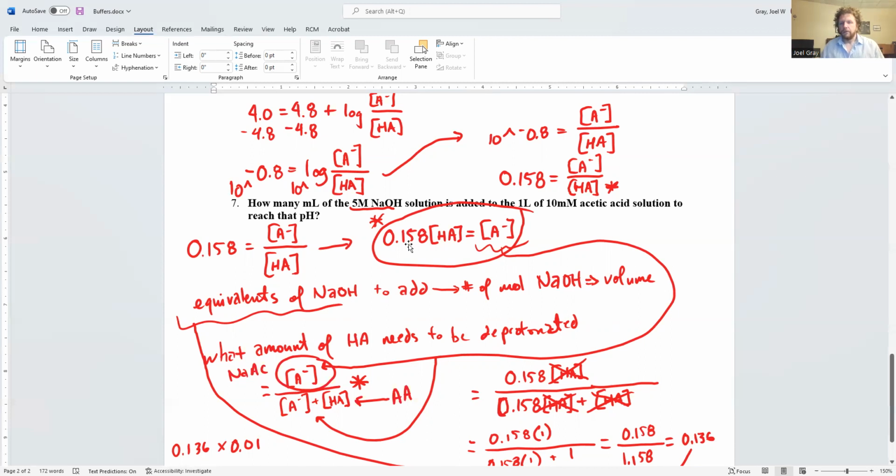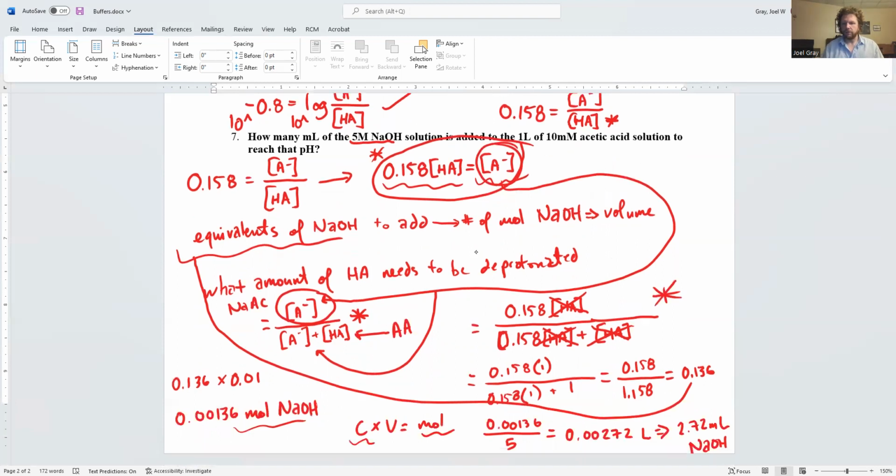We plugged in this 0.158, the fraction of our protonated form, in for each place that we saw this A minus. And that gave us this formula right here, which when we plugged real values in, we ultimately got to 0.136, which is our equivalence of sodium hydroxide needed. Once we got that, we took our equivalence of sodium hydroxide and related it to the concentration of our acetic acid, or the amount of acetic acid that was in our mixture. And that's how we ultimately came up with this 2.72 milliliter number for the amount of sodium hydroxide that was added.